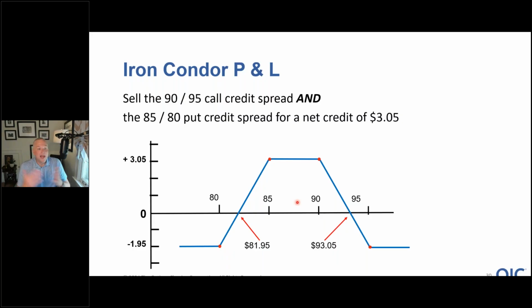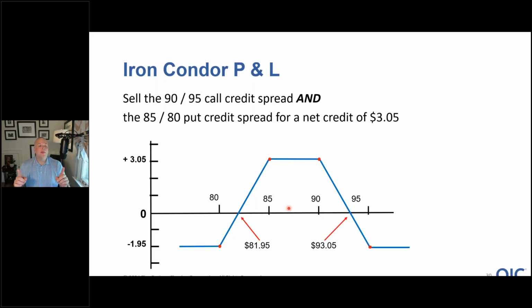One of those spreads might even expire worth some amount of value, but as long as it doesn't expire more than 305 away from the inside strikes, it's going to be a profitable position. We call these the inside strikes of the iron condor, and we call these the outside strikes of the iron condor. It's going to be within your break evens.